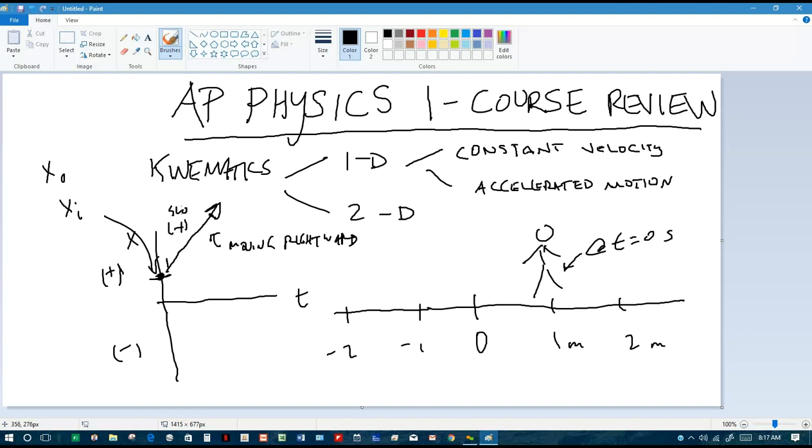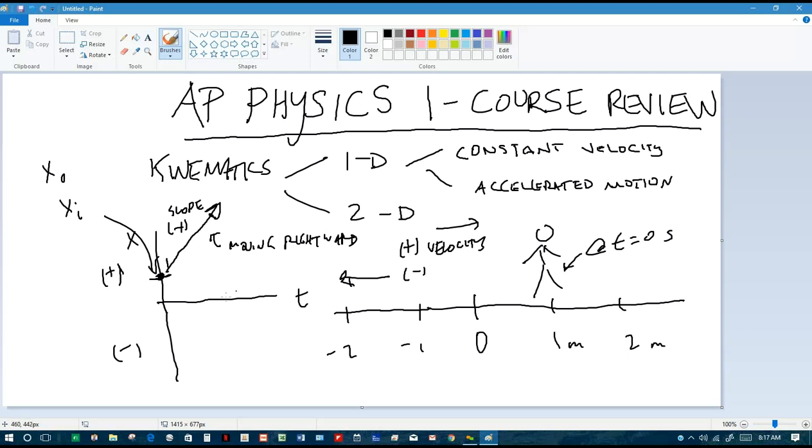And what is this slope? This is a positive slope here. And since the slope is a positive slope, that means a positive velocity, and positive velocity means he's moving to the right. Yeah. Velocity is to the right.